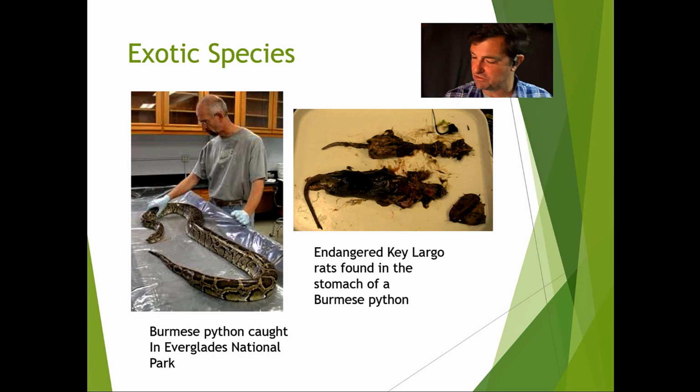Exotic species are also a problem. We've mentioned this before. Example in the Everglades in Florida, these Burmese pythons, which have been introduced into the Everglades, so they weren't there before. They have no natural predators, and they end up consuming all kinds of things, including endangered species of birds and mammals, and can potentially eliminate them.